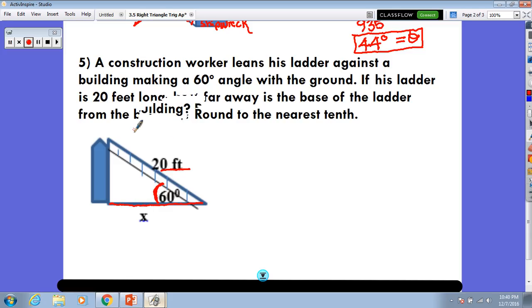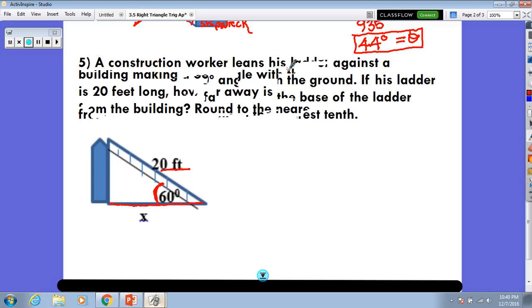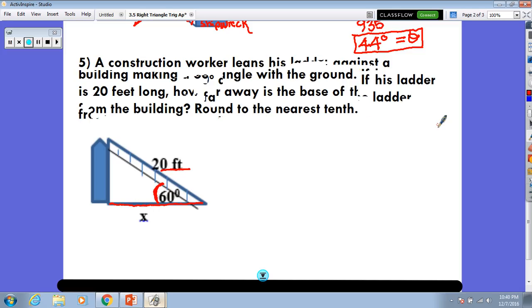So the base is the same thing as saying the bottom. How far away is the bottom of the ladder from the building? So we go from the bottom of the ladder all the way measured to the building, and that is represented here by X. Now notice that this time we are not solving for an angle because they gave me the angle. So remember we have to solve these a little bit different. We do not use an inverse function because we are not solving for an angle.